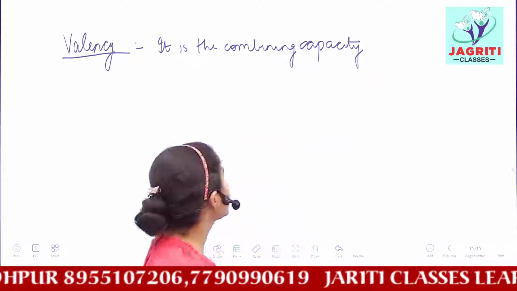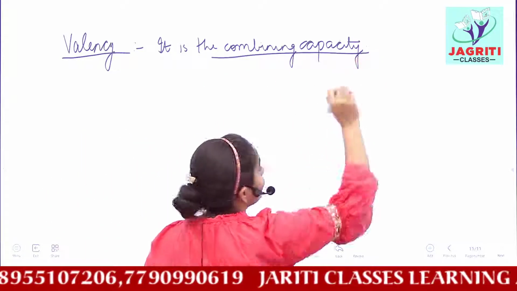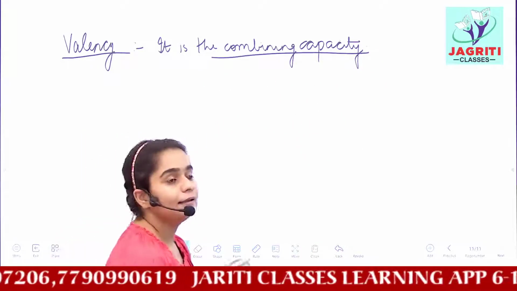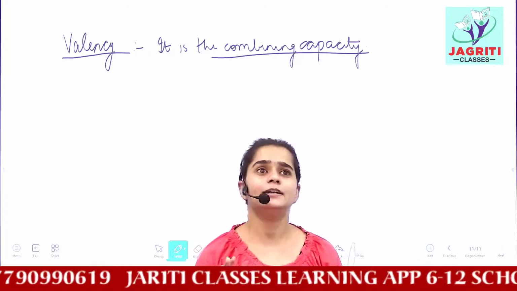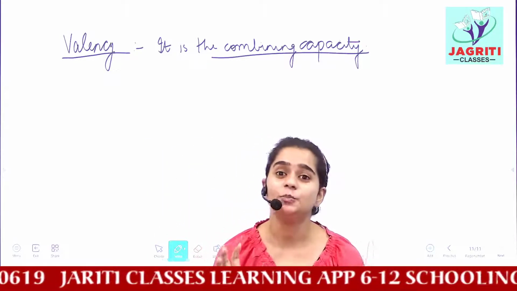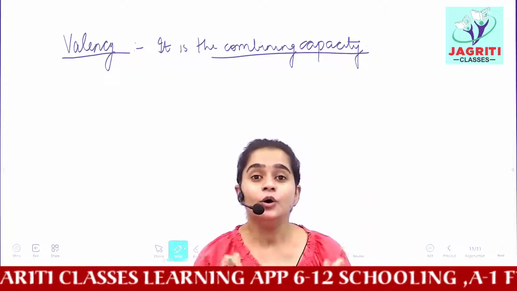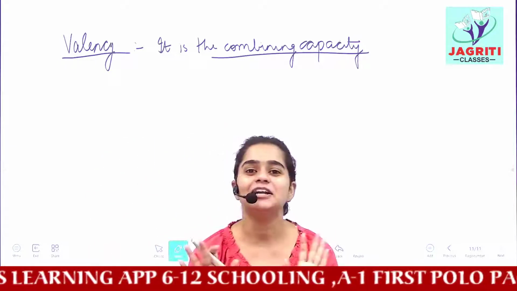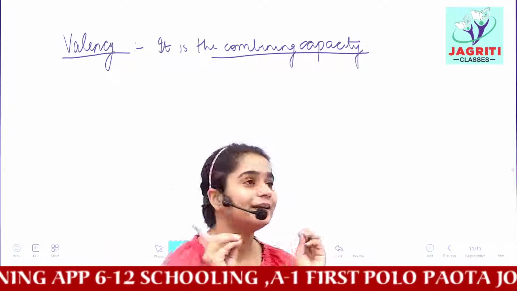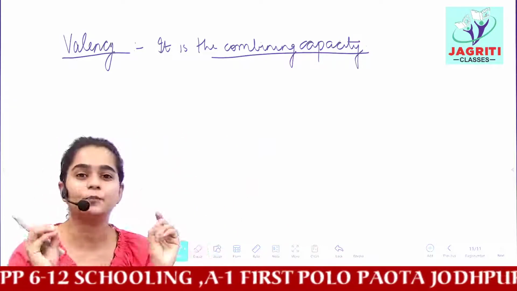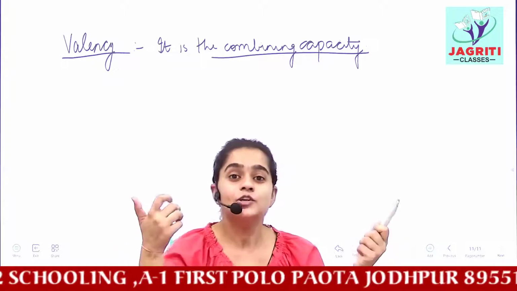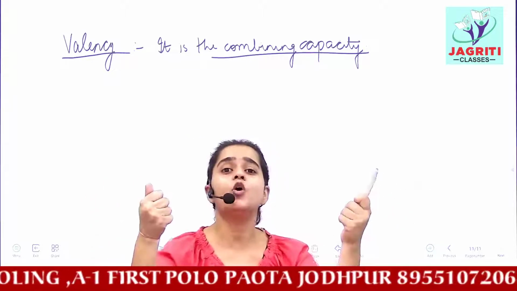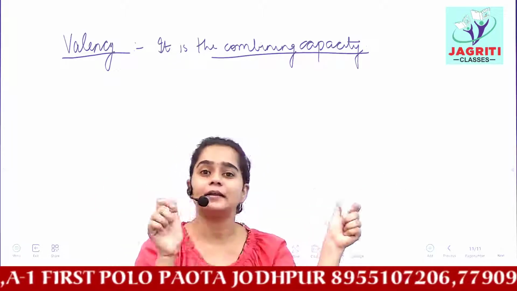Now what do you actually understand by the term combining capacity? Okay, for understanding, I am giving you an example. We are all humans, we have two hands. So it generally shows the hands which an atom has. Any element does not have any actual hands, but for understanding the term valency, we can suppose we have two hands. So I can handle two objects, one in each hand.